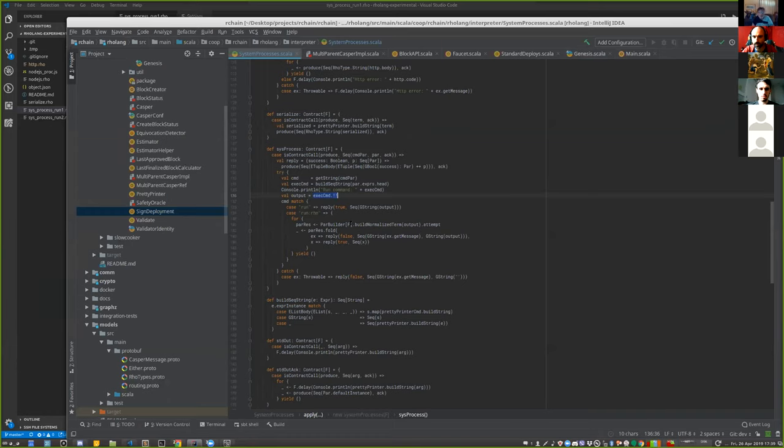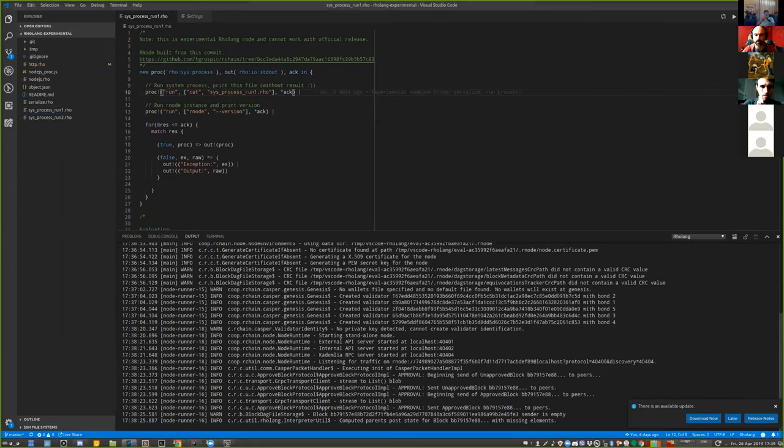I'm using the standard Scala sysprocess library to spawn a new process and get the result. The result is a string. You have a few options, like some kind of stream, or just a string as the whole result. Okay, cool. And this is exactly the extension that I made.